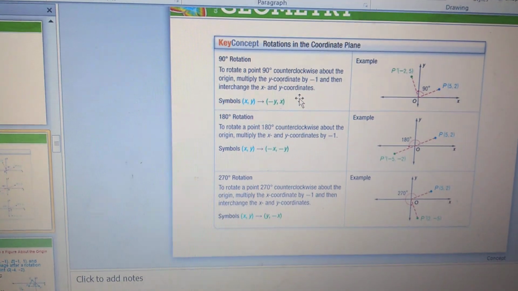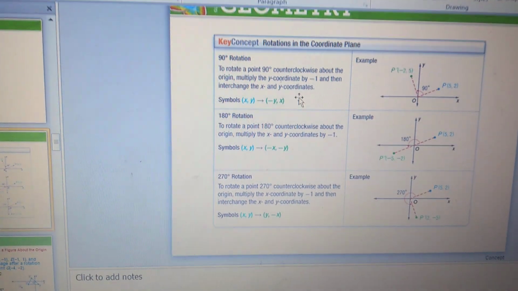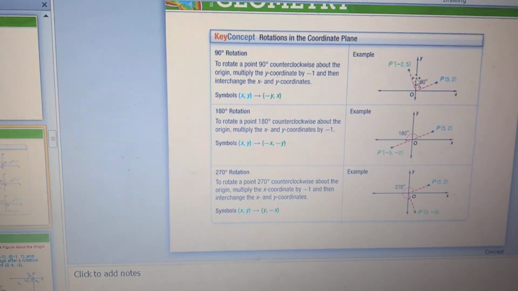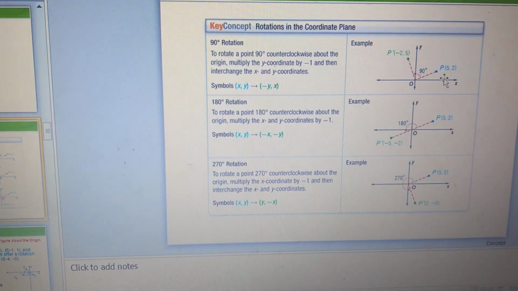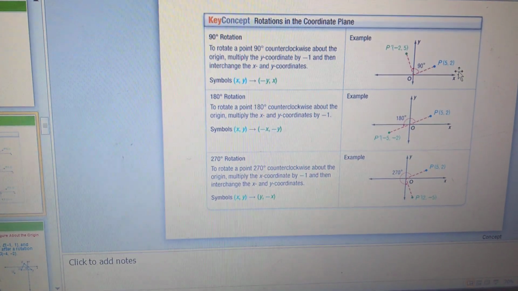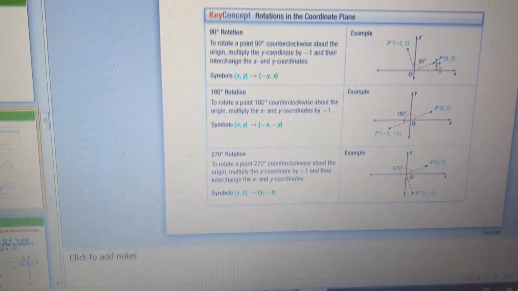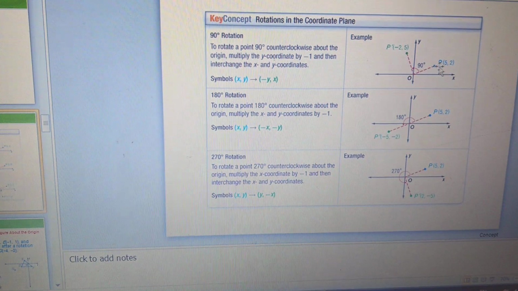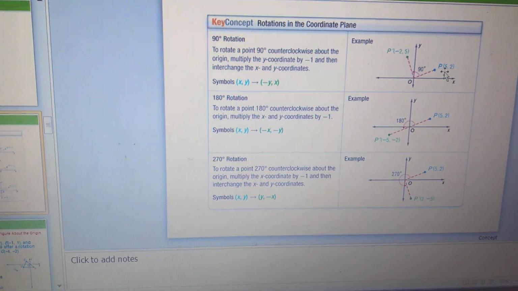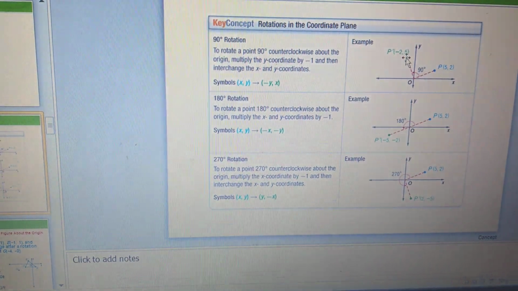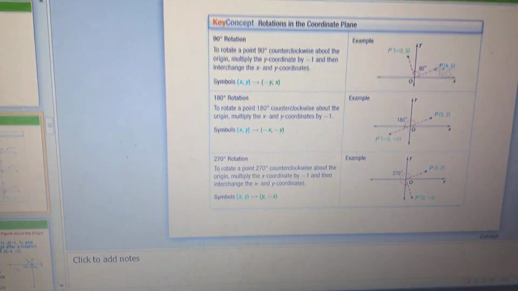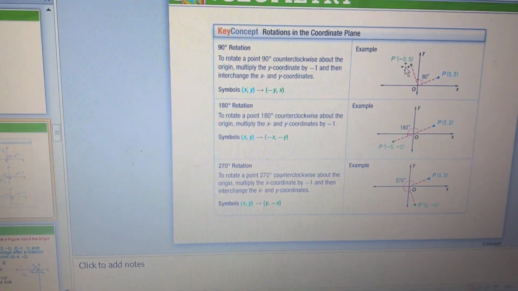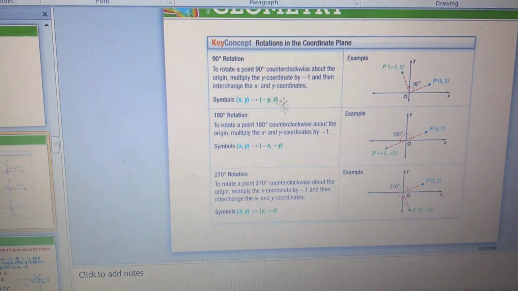You are going to change the places between the x coordinate and y coordinate, and you must make the y coordinate negative. Like in this example, you can see that point P (5, 2), when I make rotation for it 90 degrees, it becomes P dash. I change between the 2 and 5. 5 is the x coordinate, it becomes the y coordinate, and 2, which is the y coordinate, becomes the x coordinate. And I make this 2 negative. This is when I make rotation 90 degrees.